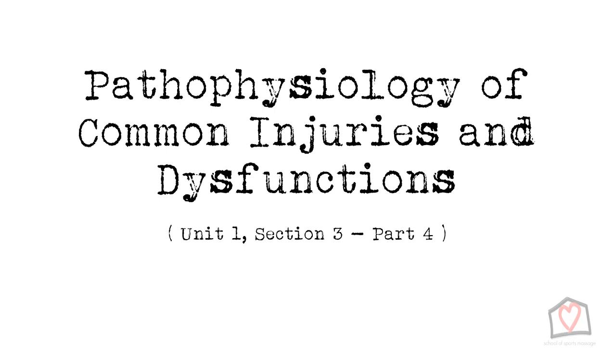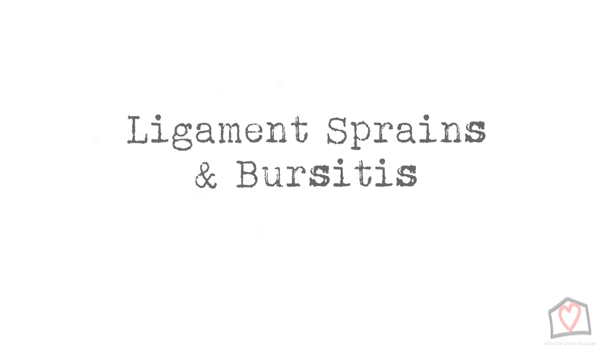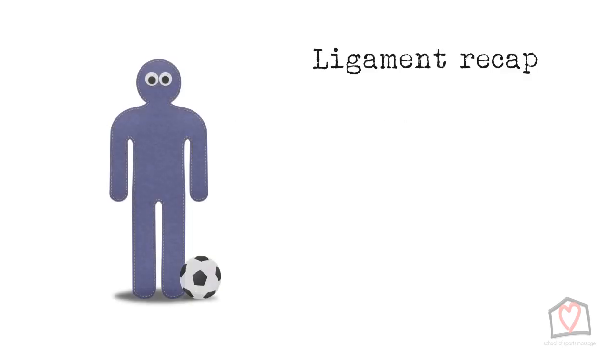Welcome to the fourth topic of 8 in Unit 1, Section 3, Pathophysiology of Common Injuries and Dysfunctions. In this tutorial, we are going to cover ligament sprains and bursitis. We will start with ligaments, as you have already covered these in Level 3. This will be a bit of a recap for you.